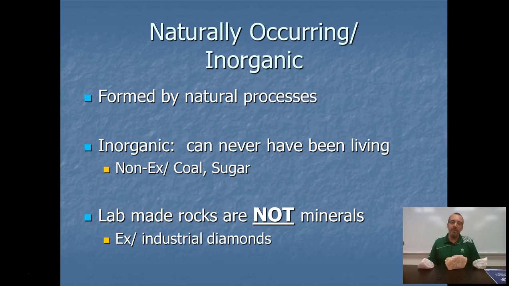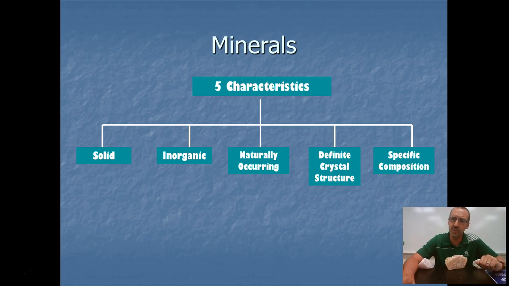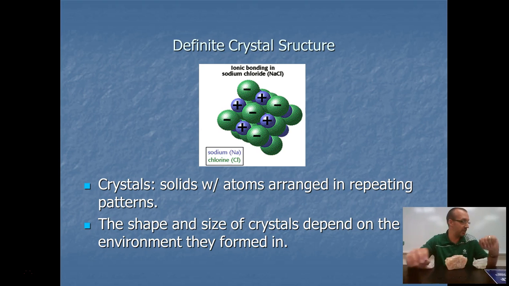So again, if it's made in a lab, it can't be a mineral, and so there are industrial diamonds that are made in a lab to make drill bits and saw blades sharper, thus those can't be minerals. Then the last 2 characteristics are that they must have a definite crystal structure and they must have a specific chemical composition. So minerals are made of crystals.